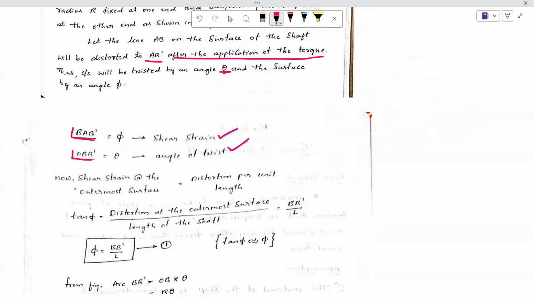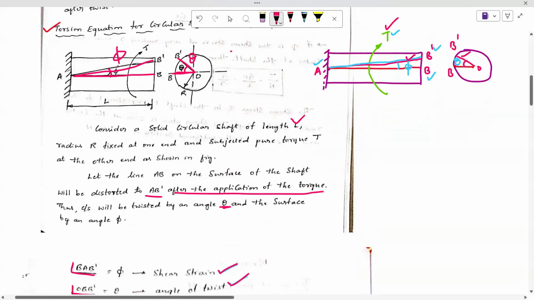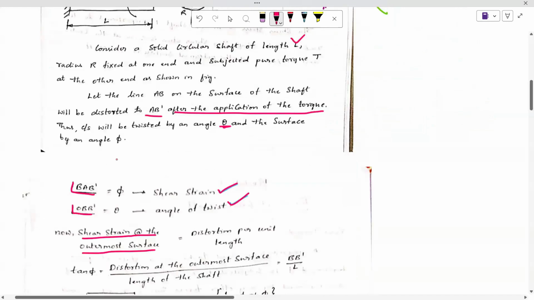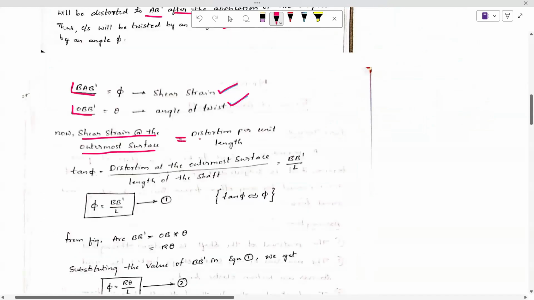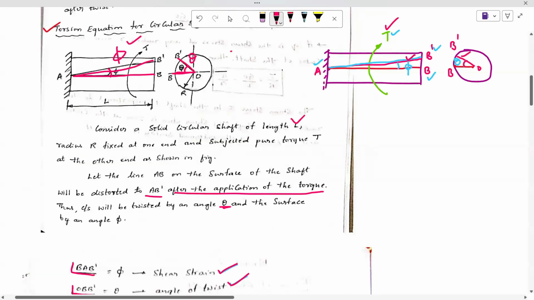Now you need to consider the shear strain at the outermost surface. The shear strain, whatever we have considered at the outer surface, will be equal to distortion per unit length. Distortion per unit length is nothing but change in length per unit length, change in length to the original length. So how are we going to consider that? Very simple. So tan phi. What is tan phi? Here phi is the shear strain, whatever we have considered.